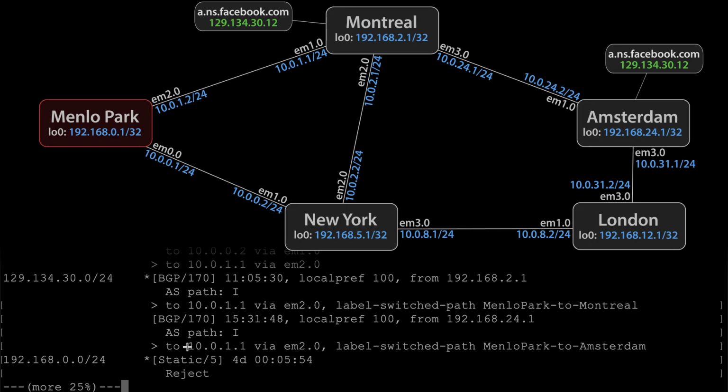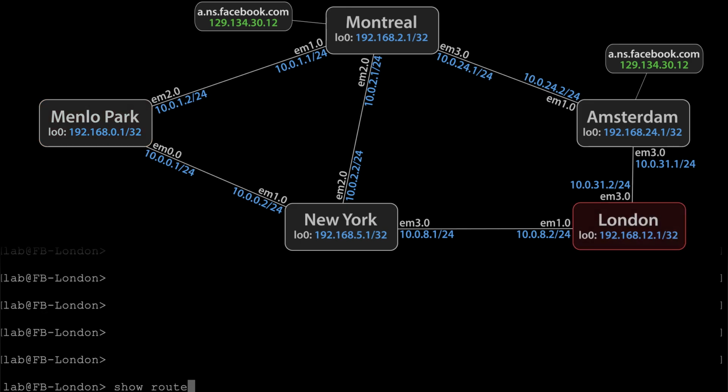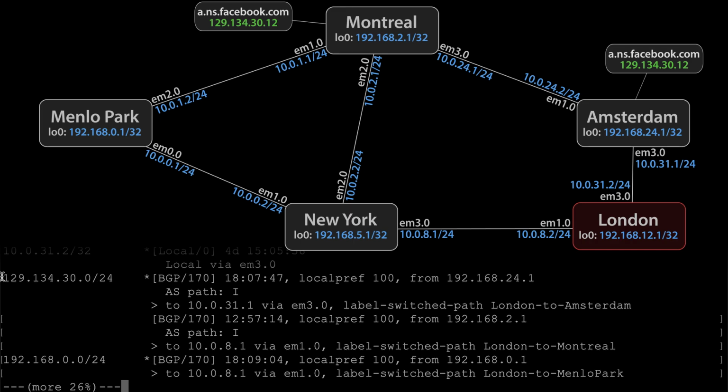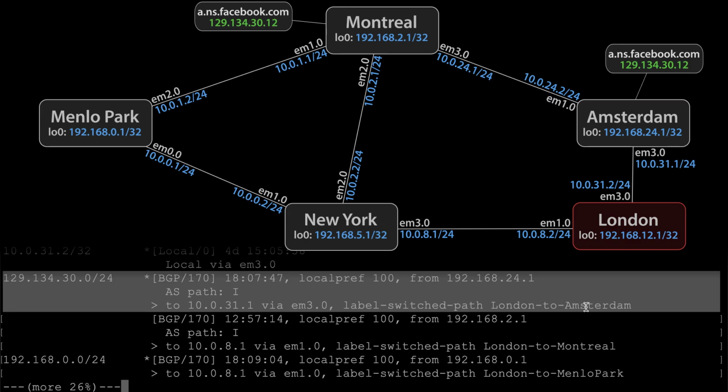But if we move over to the London router and look at the routing table there, you can see the same 129.134.30/24 route, and it's also got two paths, one going to Montreal, one going to Amsterdam, but the London router selected the Amsterdam one as the preferred route, which makes sense. But again, it's got that backup route available as well.